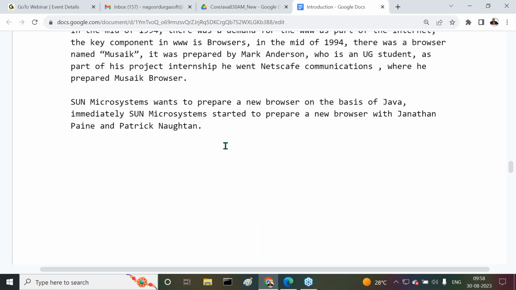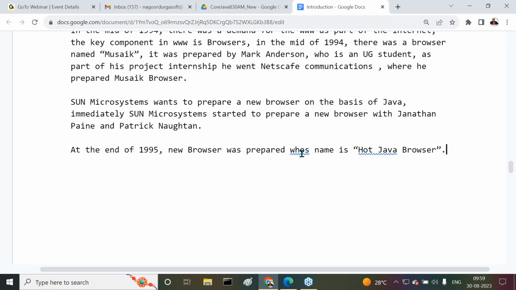When they completed it, at the end of 1995, a new browser was prepared whose name is the HotJava browser. Because of this name, most people think that Java was introduced at the end of 1995. No, the browser was released by Sun Microsystems, and its name is the HotJava browser, in the end of 1995.